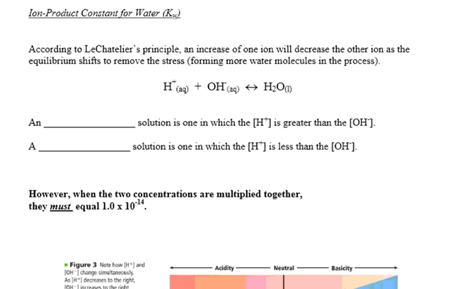According to Le Chatelier's principle, if you increase one ion, it will decrease the concentration of another, and also shifts the equilibrium to remove the stress. So in an acidic solution, we will increase the H plus ion concentration. At the same time, the hydroxide ions get used up as they turn into water. A basic solution is one in which the H plus ion is less than the hydroxide ions.